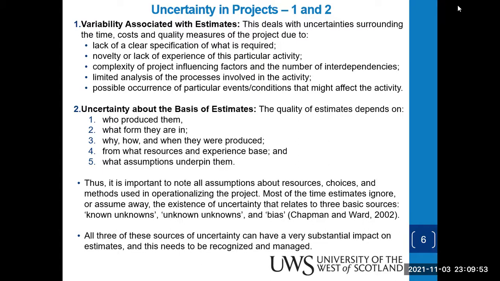So Chapman and Ward in 2002, in their publication, mentioned that most of the time estimates ignore or assume away the existence of uncertainty that relates to three basic sources: known unknowns, unknown unknowns, and bias. Okay, so we normally will ignore known unknowns, uncertainties that we know will happen. We write them off. And then uncertainties we don't know, we write them off. And sometimes also we write off biases.